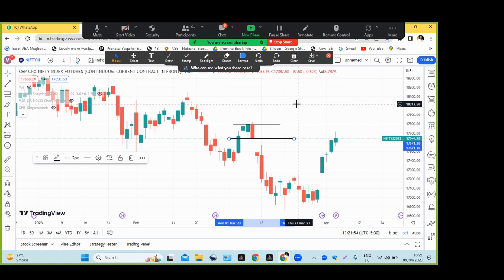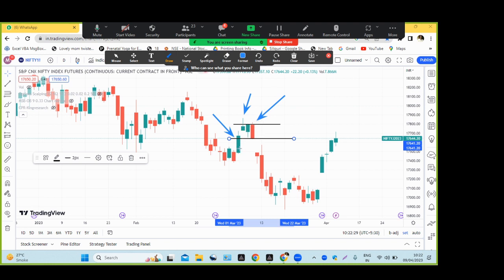What do you see at this level? Number 1, number 2. So you have to talk with the candle. Unless you talk with the candle, you will never ever win in the market. Okay, so now we will talk. Let's talk. How will we talk? We will talk from here till here.